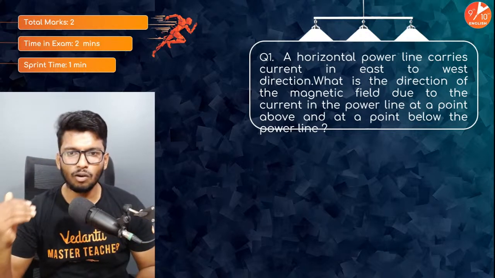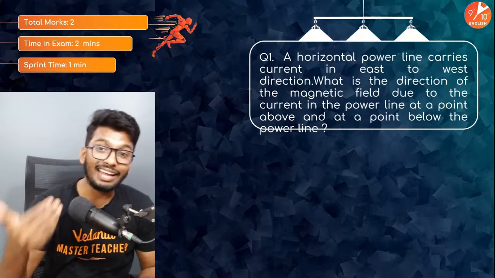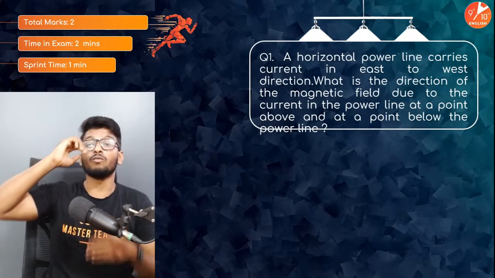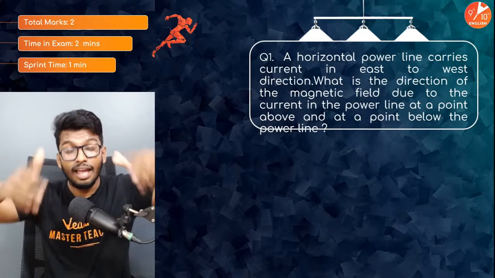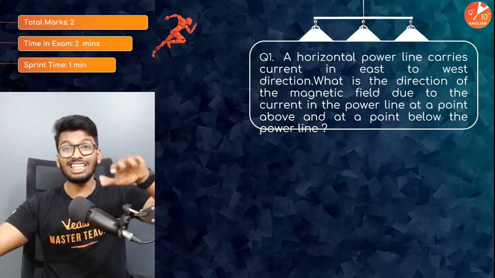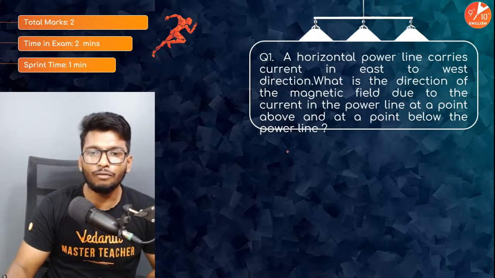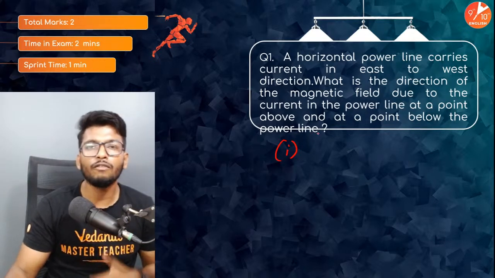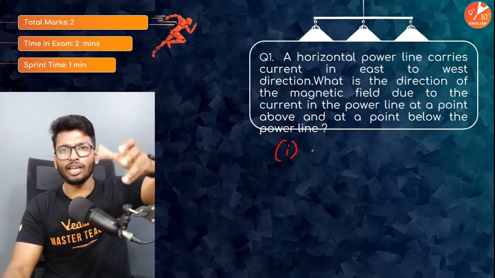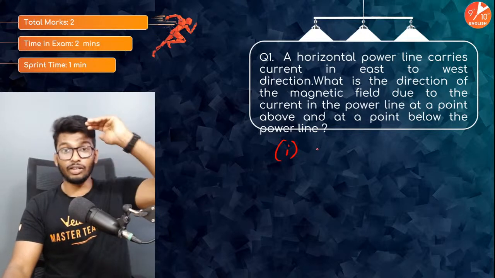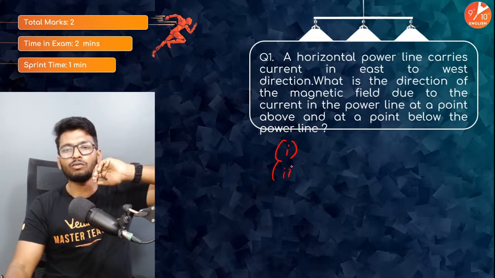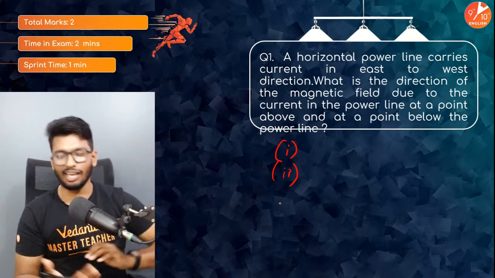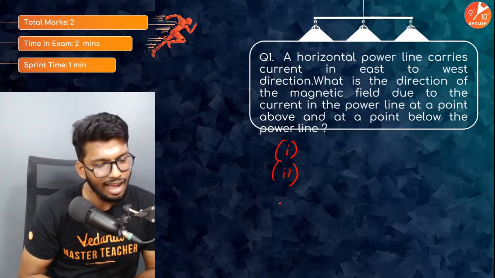Now the question is, what is the direction of the magnetic field due to the current flowing through the conductor when you see from the top and when you see from the bottom? So this is where the marks are divided. 1 mark would be going for the part where you talk about the direction of the magnetic field when you see from the top, and the other mark would be for the direction of the magnetic field when you see from the bottom. So yes, tell me guys.